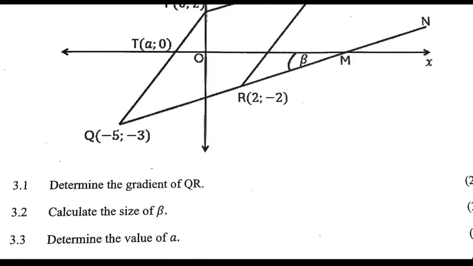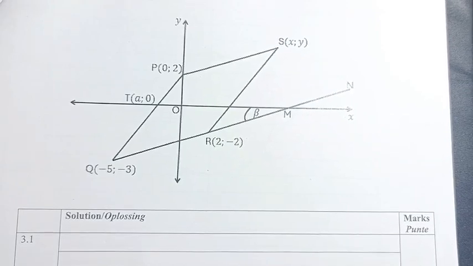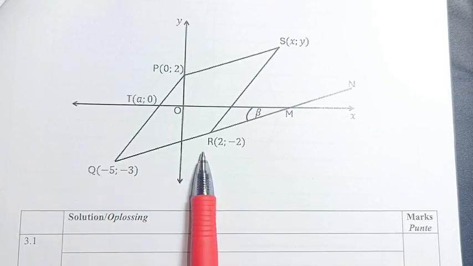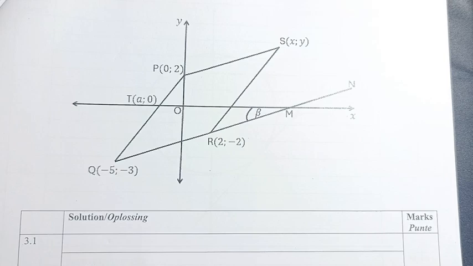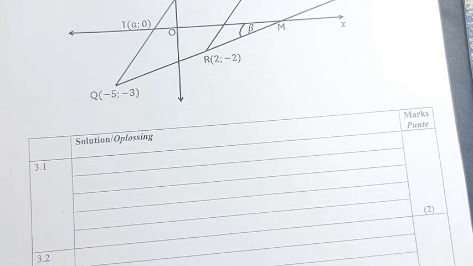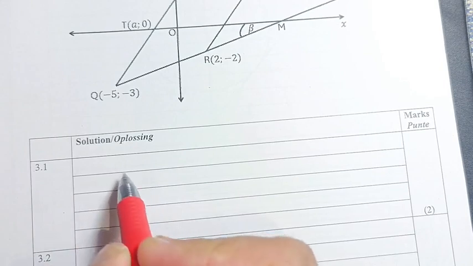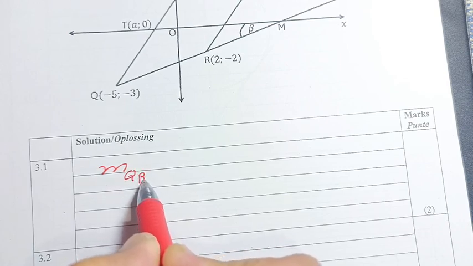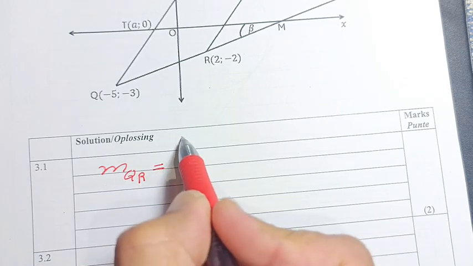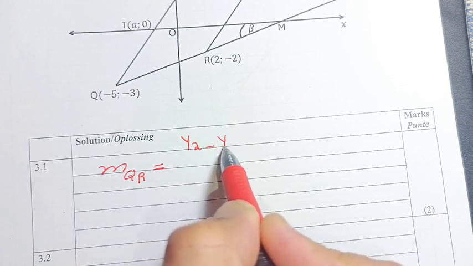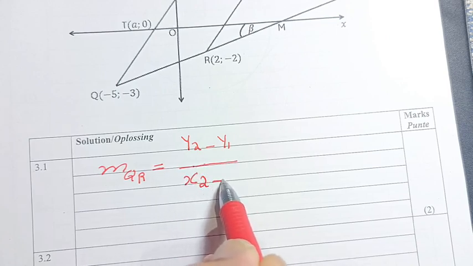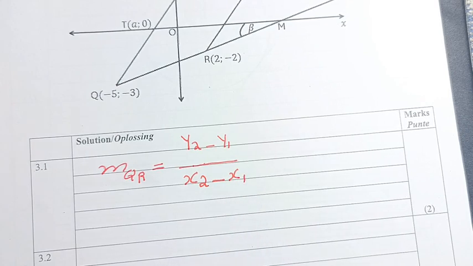So the first question he asked: determine the gradient of QR. First of all, this is an easy question. We need to find the gradient of QR. I'm going to use the formula here: the gradient of QR is equal to y2 minus y1 divided by x2 minus x1. This formula you're going to find in your information sheet.